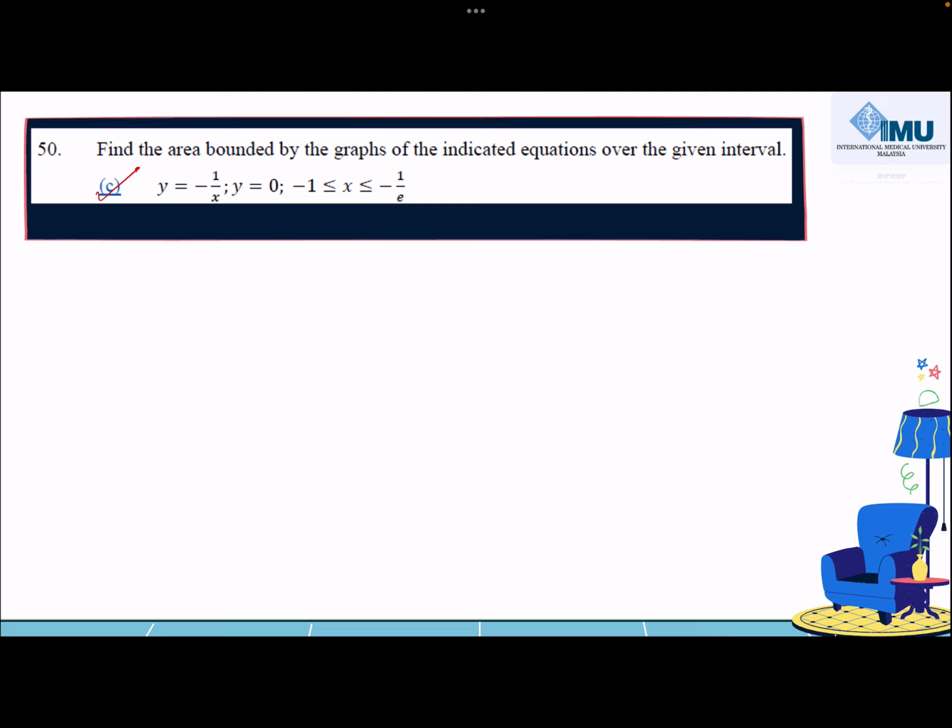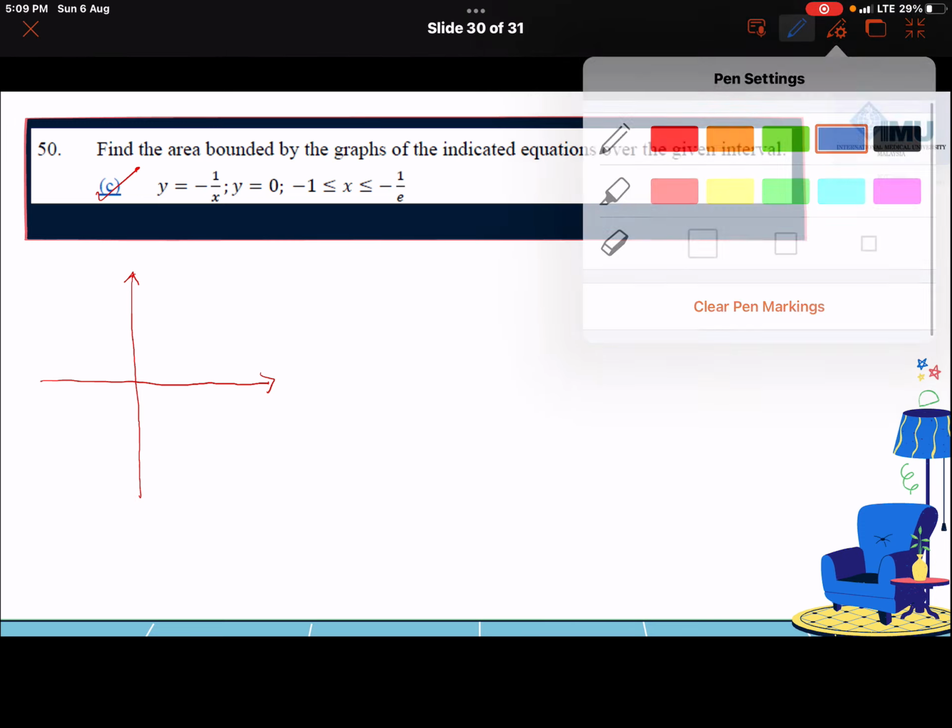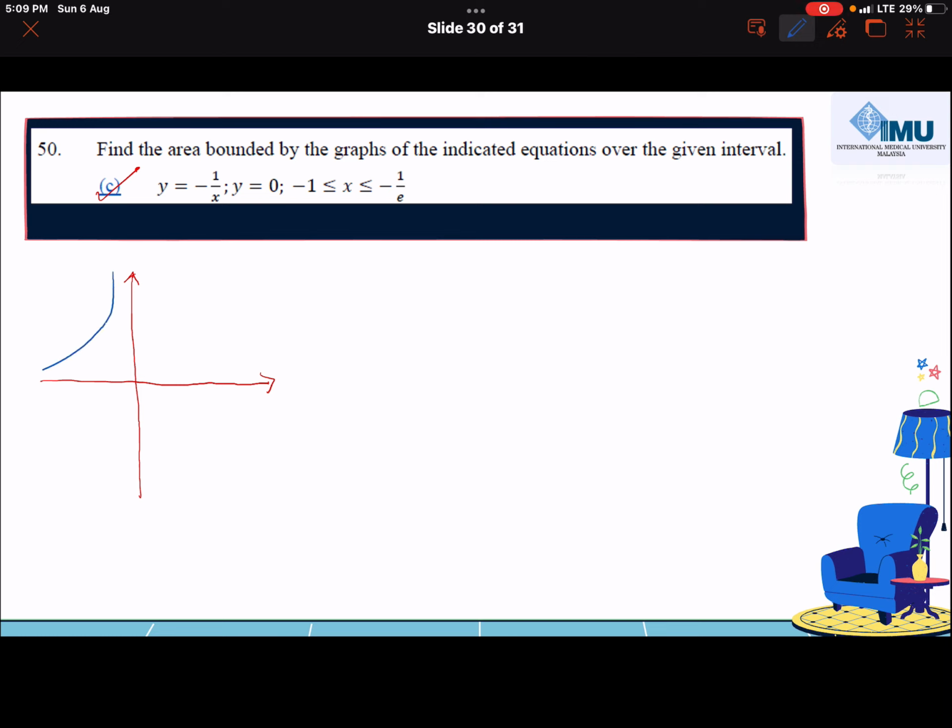You have a reciprocal graph of y equals negative 1 over x. Now, it's a very basic graph, a reciprocal graph. If it's a positive 1 over x, it will be in quadrant 1 and quadrant 3. However, because of the negative value, it will lie in quadrant 2 and quadrant 4. So this is the graph of the reciprocal, negative 1 over x.